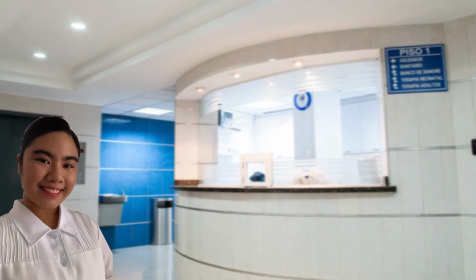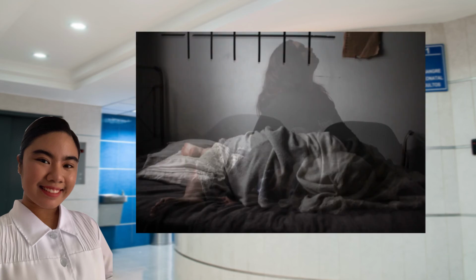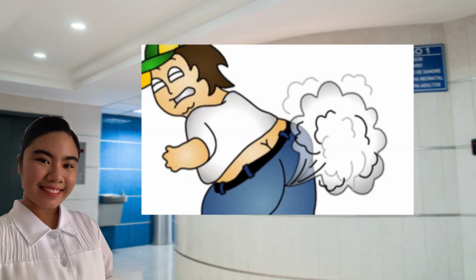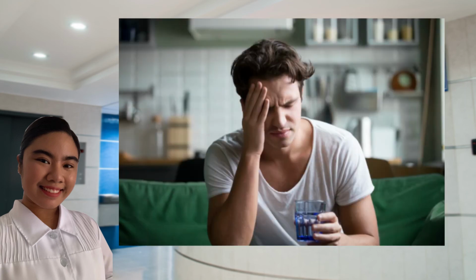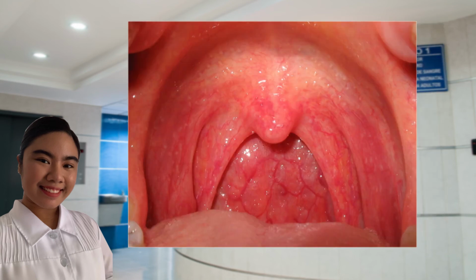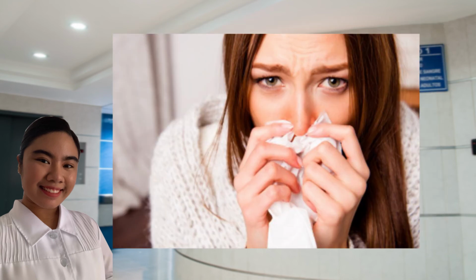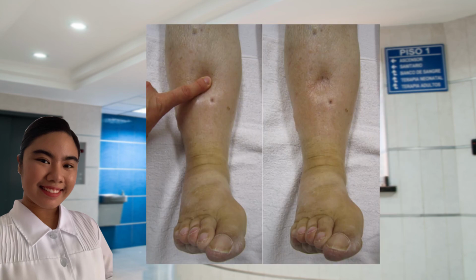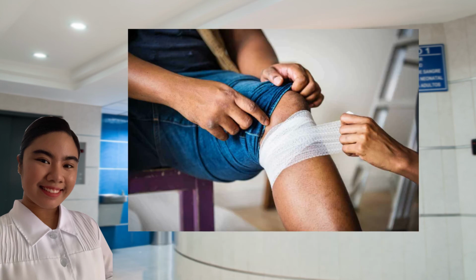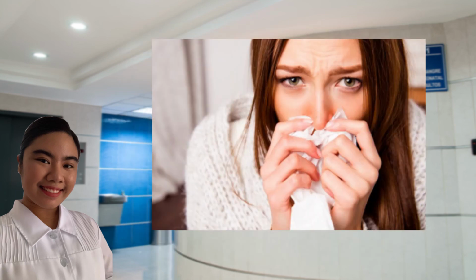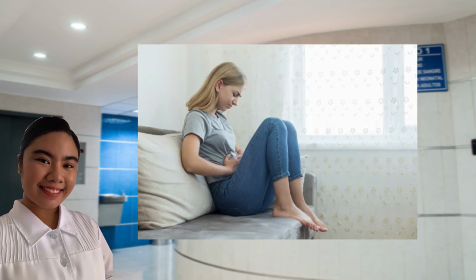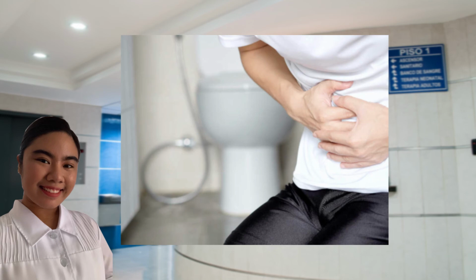COX2 inhibitor side effects include insomnia, abdominal pain, flatulence, headache, nausea, diarrhea, pharyngitis, rhinitis, sinusitis, peripheral edema, accidental injury, dizziness, upper respiratory tract infection, rash, and indigestion.